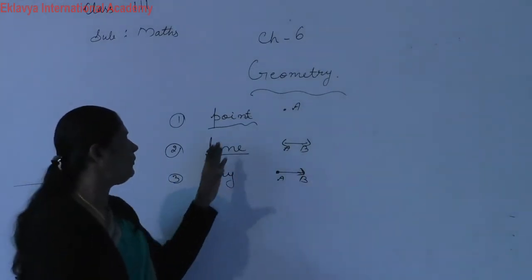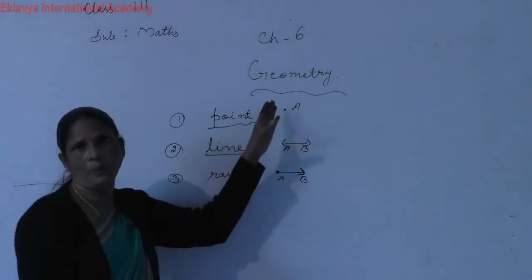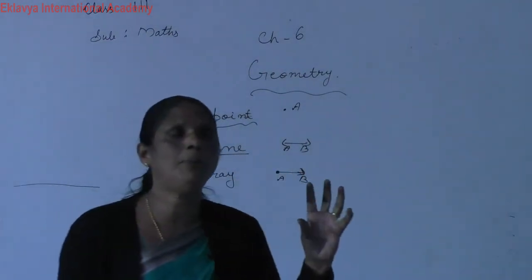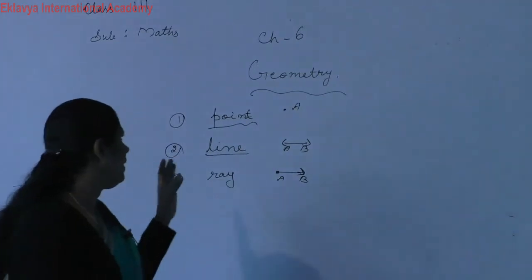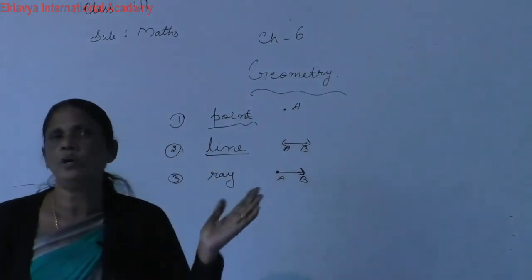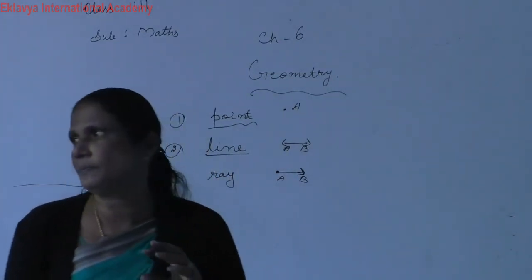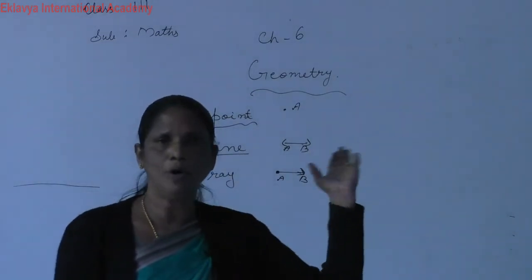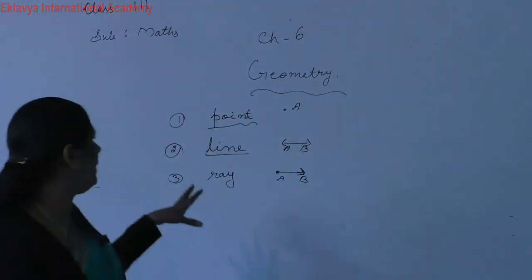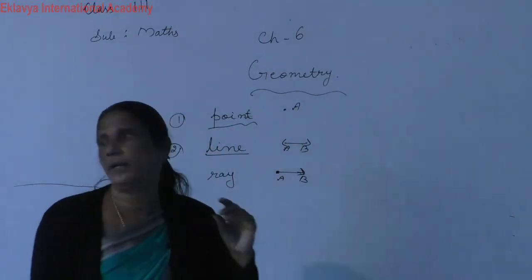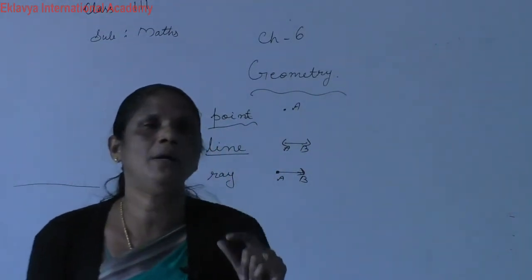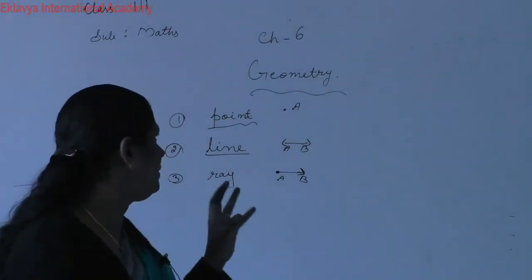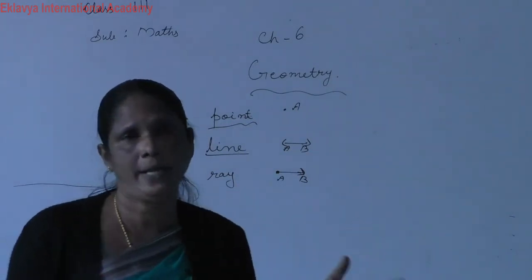Then first, a point is a thick dot represented by a capital letter. Then line. A line has no end point and is extended in both directions. Then ray has a starting point called the initial point. It is a part of a line, extended in one direction.